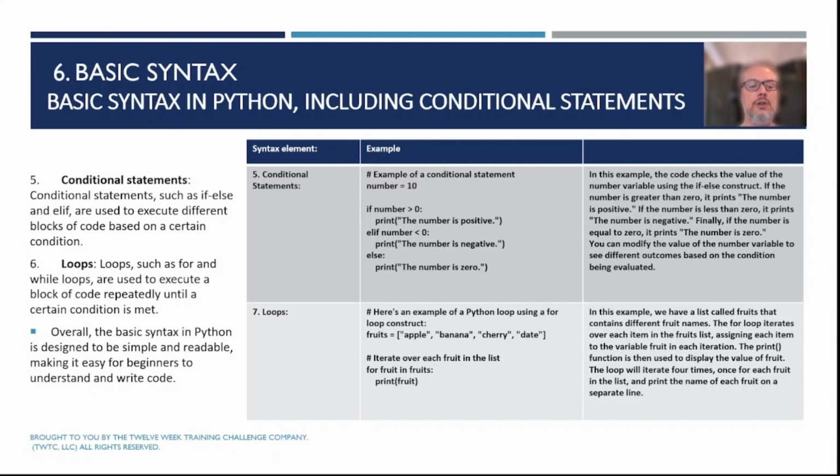Now, a loop can be a for loop and a while loop. There's two different types. Here we're going to just look at the for loop for now. They're used to execute a block of code repeatedly until a certain condition is met. So here's an example of a Python loop using a for loop construct. The variable is fruits with an S, and we usually put S when there's multiple items in a list. This list has apple, banana, cherry, and date.